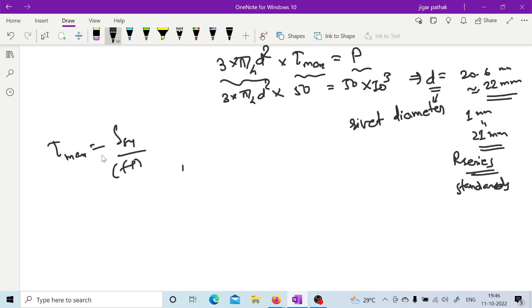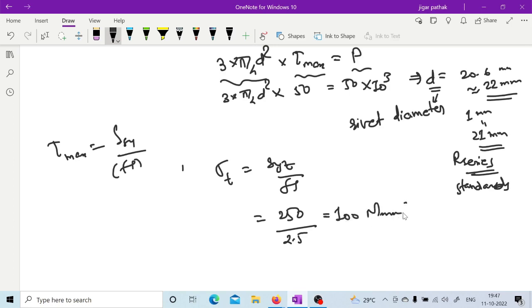As you have calculated this tau max from SSY and FS, sigma t can also be calculated from SYT and FS. So SYT you already have as 250, and factor of safety is 2.5, so 100 Newton per mm square will be your sigma T. Once you have sigma T, you can go for sigma T into the area on which it is acting. So here the area will be whatever width minus 3 times the diameter of the rivet.